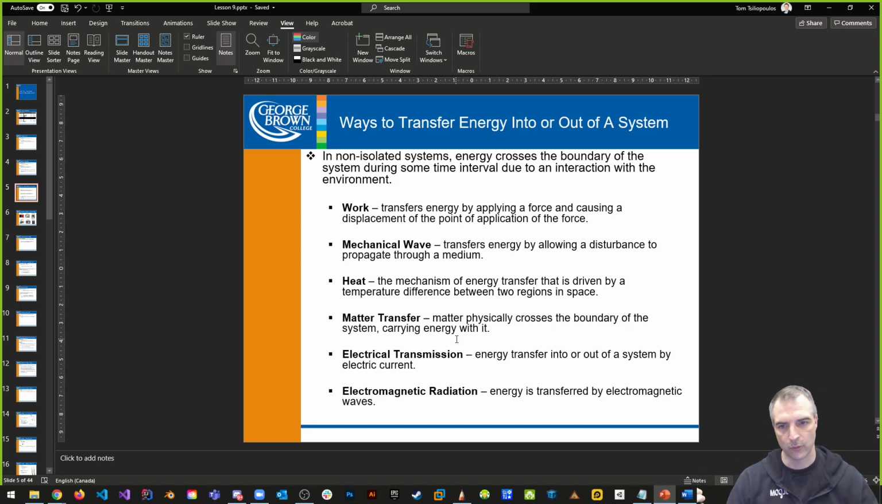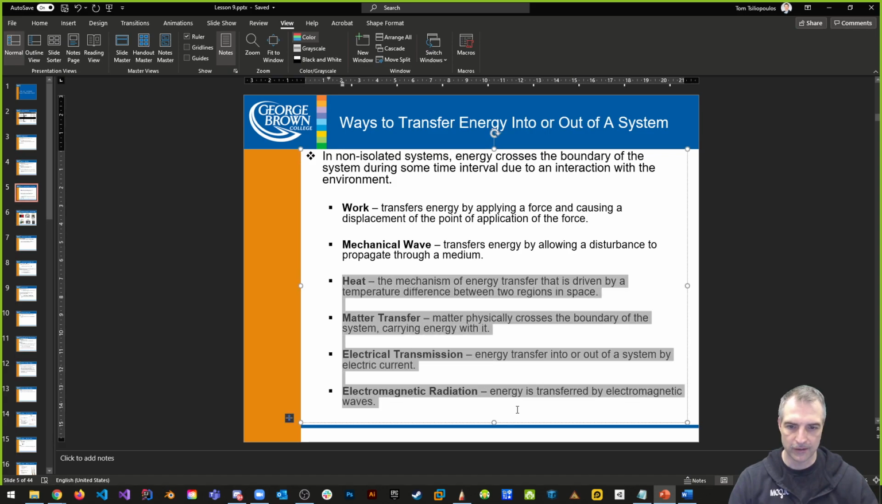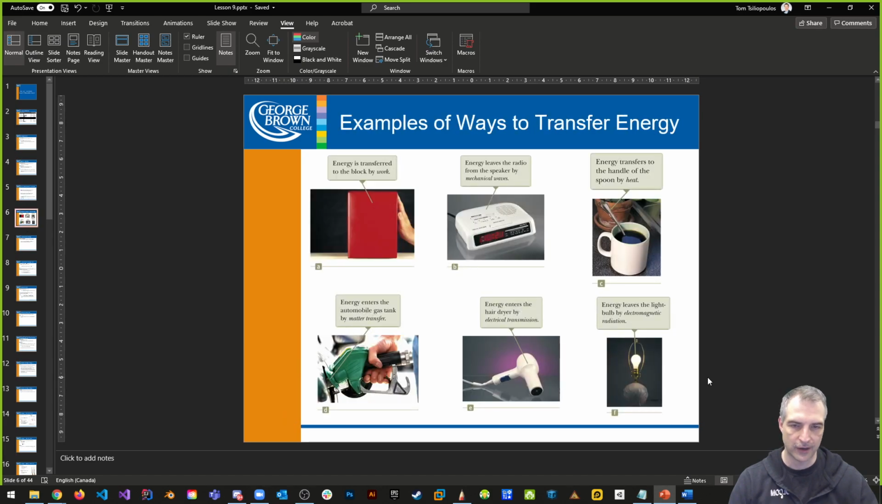Heat is another way of transferring energy from outside of the system into the system. Then there's matter transfer, in other words, I'm adding to the system, an electrical transmission, and electromagnetic radiation. Again, these last parts are probably not really pertinent to game development, but we want to mention them as part of physics. And there are some examples here of energy transfer.